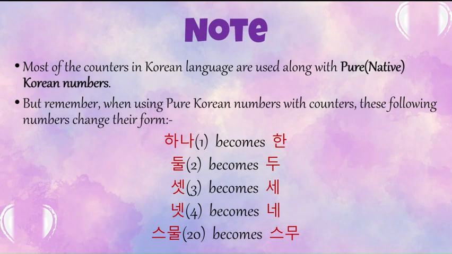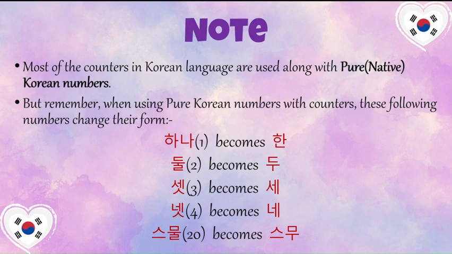Now take a look at this note. Most of the counters in the Korean language are used along with pure or native Korean numbers. Now we know that there are 2 types of number systems in the Korean language. One is the pure Korean number system and the other one is the Sino-Korean number system. So you will notice that most of the counters are used with the pure Korean numbers, but a few counters are used along with the Sino-Korean numbers also.